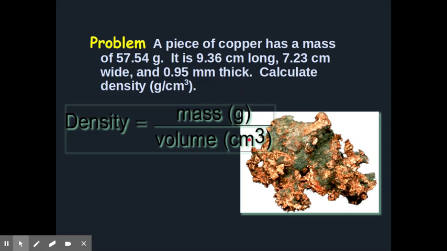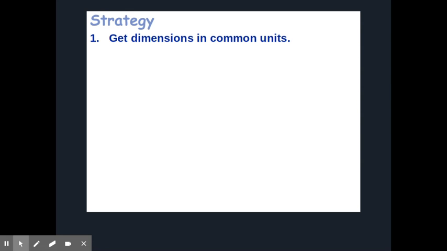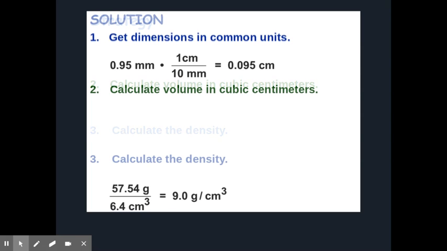I don't have anything in centimeters cubed, but I do have a length, a width, and a height. And I have 2 centimeter terms, but one of them's in millimeters. So how am I going to solve this problem? So think of a strategy. What are the steps I'm going to need? First, I need to get all my dimensions in common units. So I have the grams, I need some centimeters cubed. I've got 2 centimeters and a millimeter. I'm going to have to fix that. Then we're going to calculate the volume in centimeters cubed, and then we're going to calculate the density.